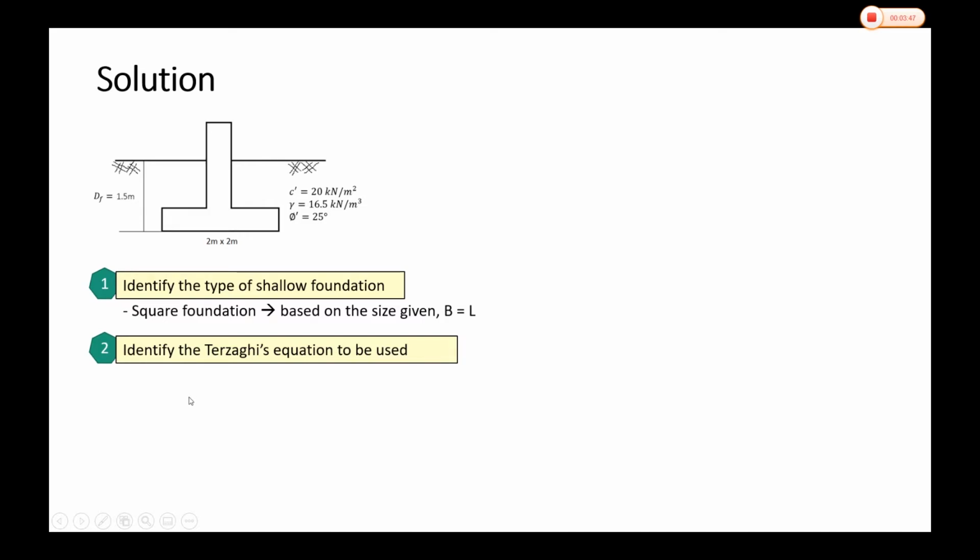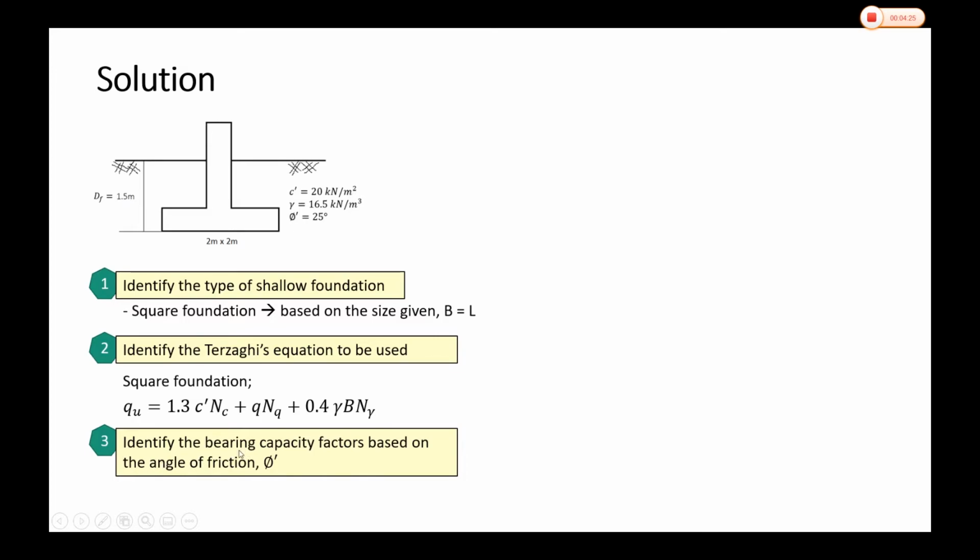Then we need to identify the suitable Terzaghi's equation to be used to solve this problem. Knowing that it is a square foundation, we will use this equation: q ultimate is equivalent to 1.3 c, cohesion, times the bearing capacity factor N subscript c, plus q times N subscript q, plus 0.4 gamma times the width B and also times N subscript gamma.